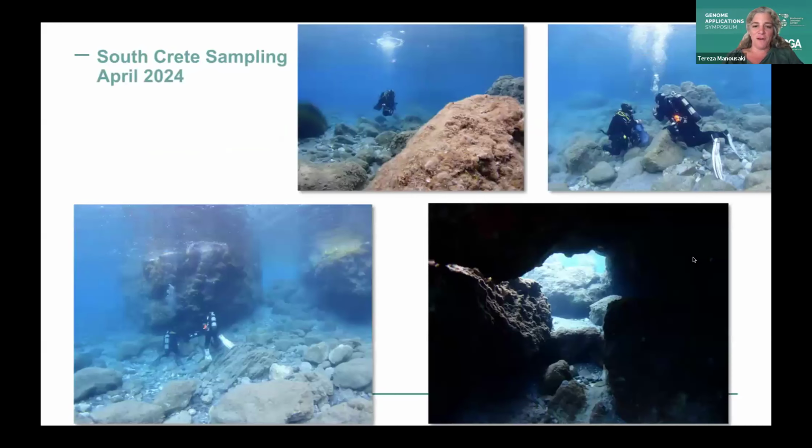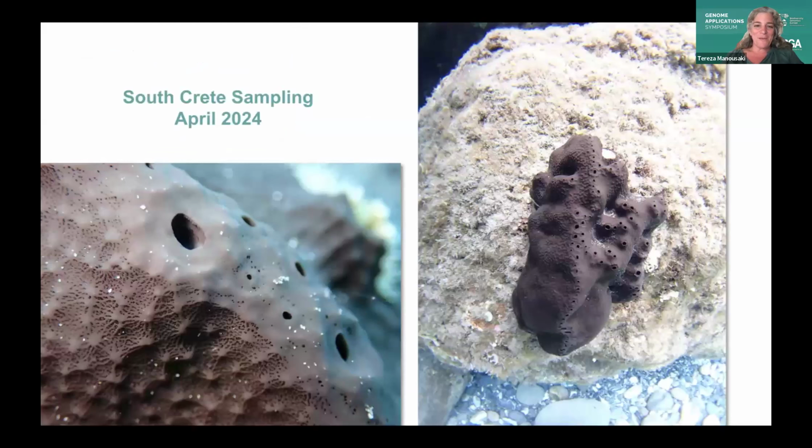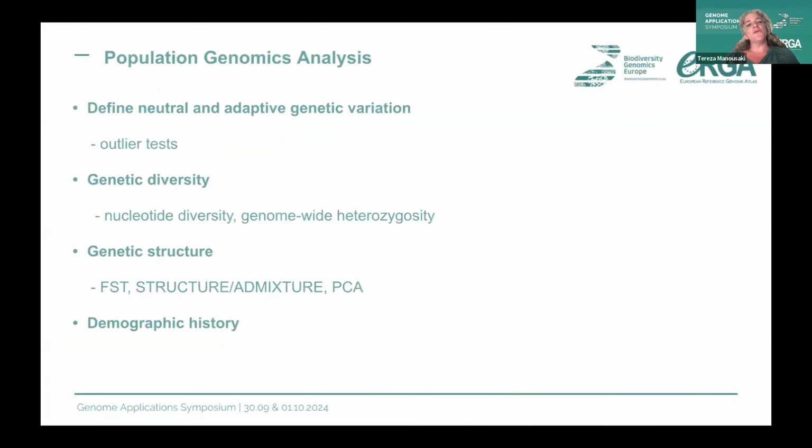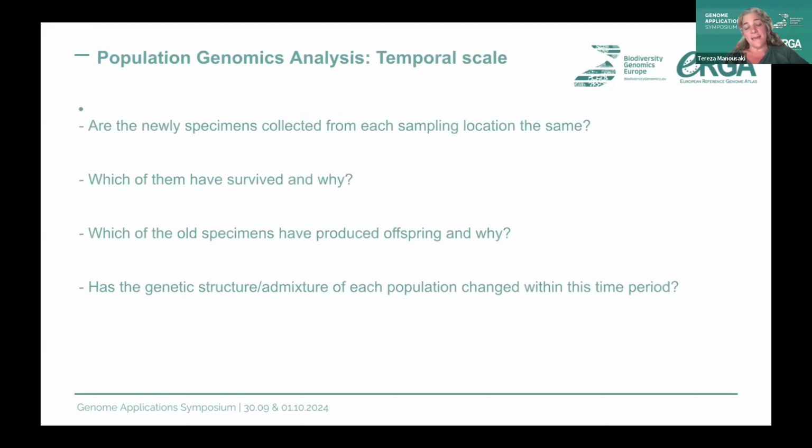So I'll also show you some of our sampling pictures because they are really beautiful, that we had last April at the south of Crete. So what we aim to do is to define neutral and adaptive genetic variation, to study the genetic diversity, the genetic structure, and demographic history. Putting the temporal scale on this, we want to see if there are newly sampled specimens of the same regions as 15 years ago with the same allele frequencies. If we have some populations lost, some haplotypes even.